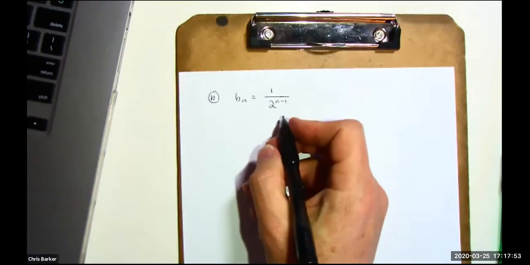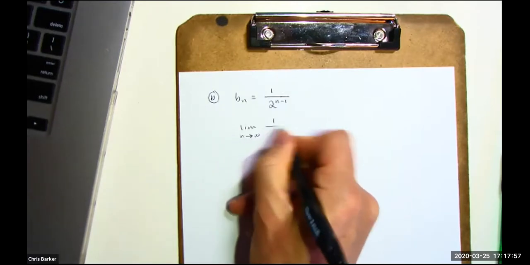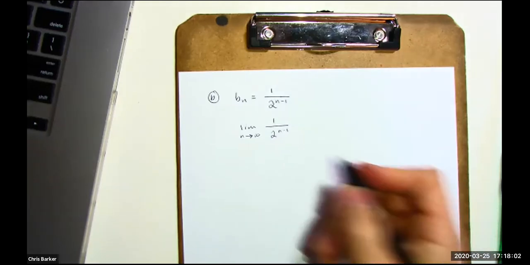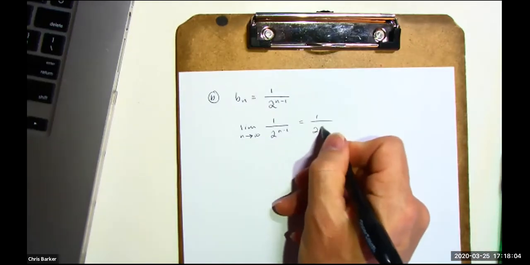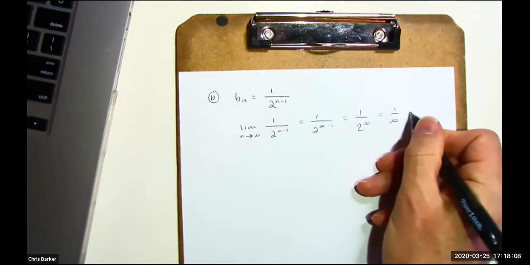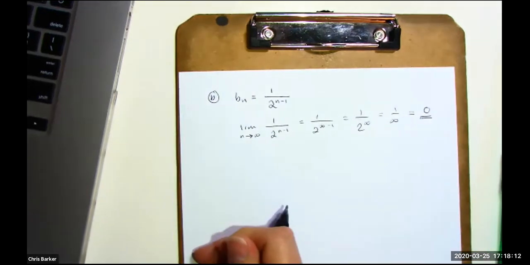All right. So what's the limit as n goes to infinity of 1 over 2 to the n minus 1? This time we don't need L'Hopital's rule. All we just do is plug in the infinity. We get 1 over 2 to the infinity. That's 1 over infinity, which is obviously 0. Does that make sense to everybody? Okay.